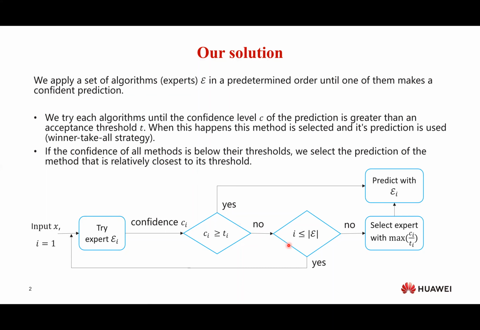However, if the prediction is not confident enough, then we continue by applying the next algorithm. And in the event that all algorithms have already been tried, then we use the algorithm whose confidence level is relatively closest to its threshold.